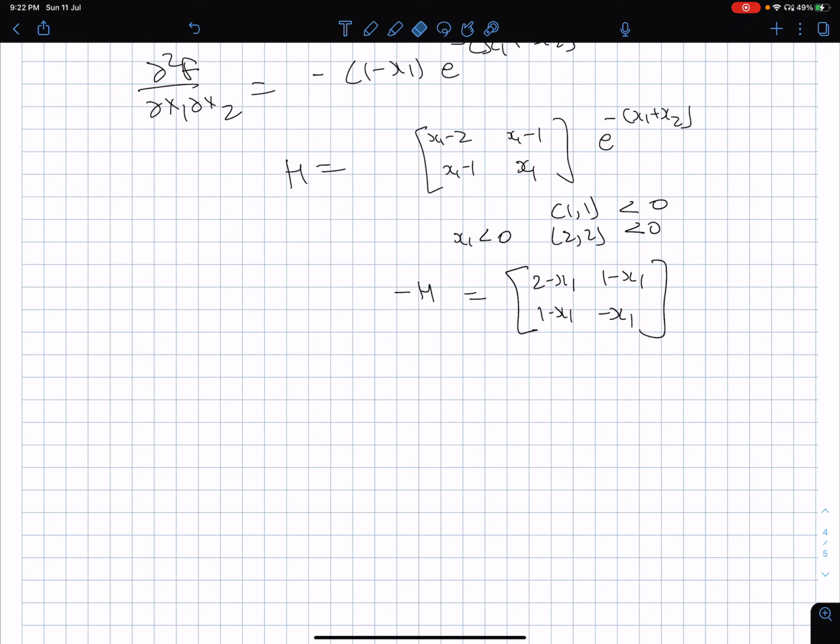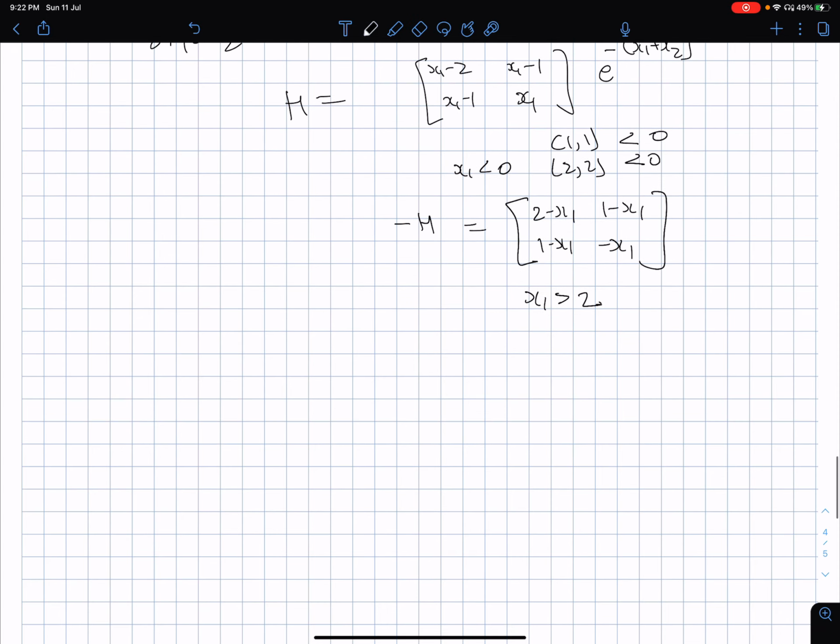But when I look at this particular matrix, and then if I keep x1 greater than 2, then again I see that the diagonals are going to be less than 0, which means minus of H is also not positive definite. So this function is also neither positive definite nor negative definite.